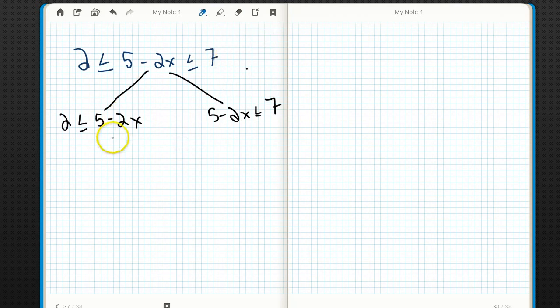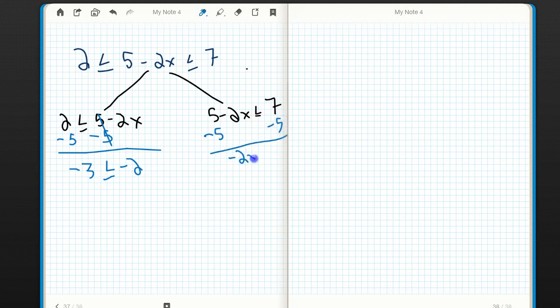So we need to get rid of the 5. So we must subtract 5 and subtract 5. So these cancel, so you're left with negative 3 is less than or equal to negative 2x. Now, minus 5, negative 2x is less than or equal to 2. Now, divide both sides by negative 2. Negatives cancel, so this is left with 3 halves. We must flip the sign.